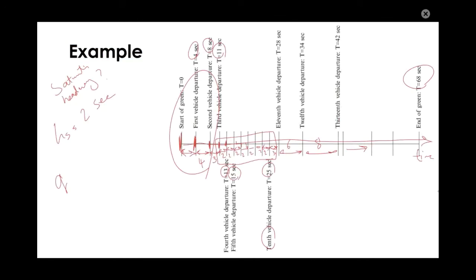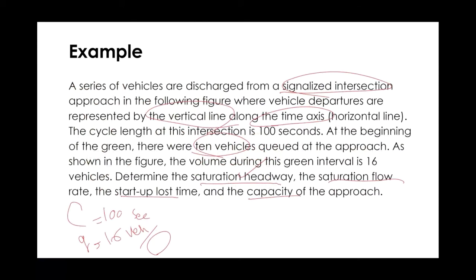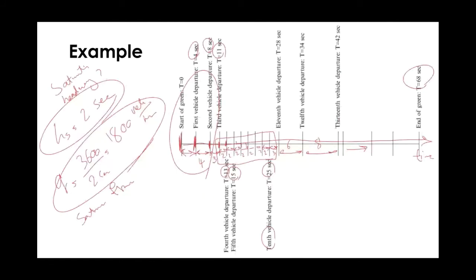I can then calculate the saturation flow, which is 3600 divided by 2 seconds. That gives me 1800 vehicles per hour. So that was my saturation headway, and this is my saturation flow. What else was the problem asking? We calculated saturation headway and saturation flow. Let's calculate the startup loss time, and then we'll go to the capacity.